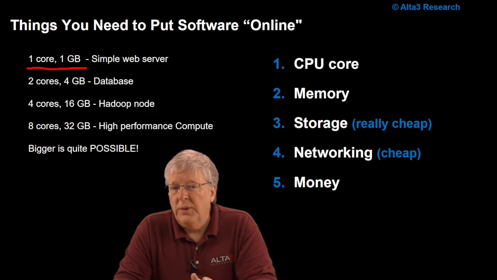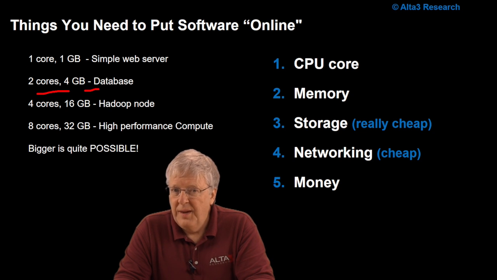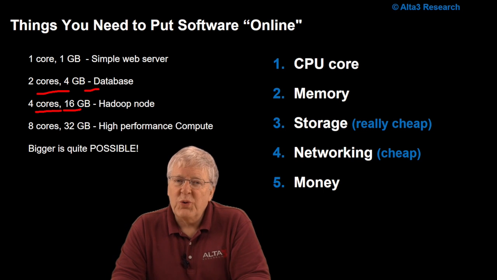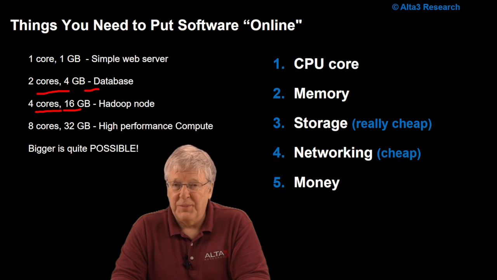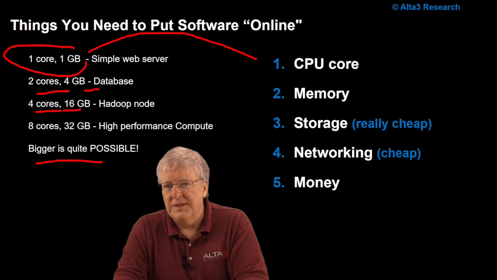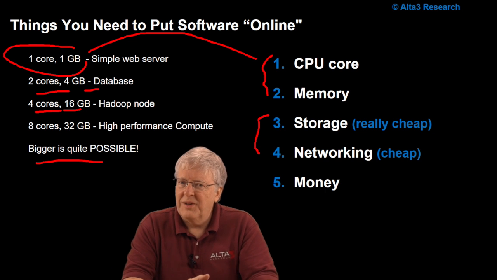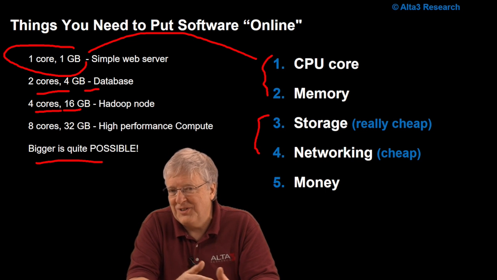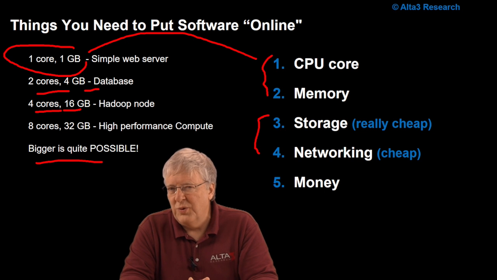But 1 core and 1 gig of RAM might be a simple web server. 2 cores and 4 gigs for a database. Maybe 4 cores and 16 gigs to create a Hadoop node. And then 8 cores and 32 gigs for a high performance compute. And you can definitely go bigger than this. So every time that you increase these first two items here, the cost goes up. The cost doesn't drive up nearly as much when you add traditional ephemeral storage and networking. Actually, those items 3 and 4 are really reasonable.